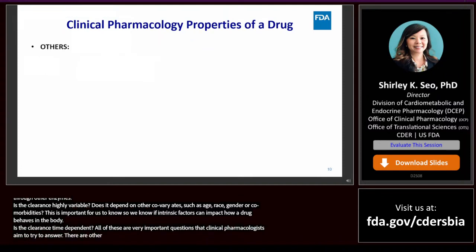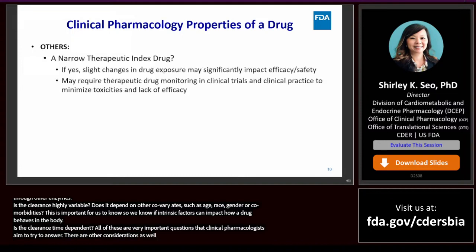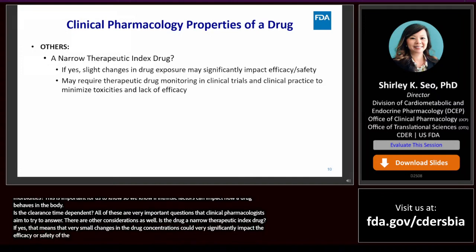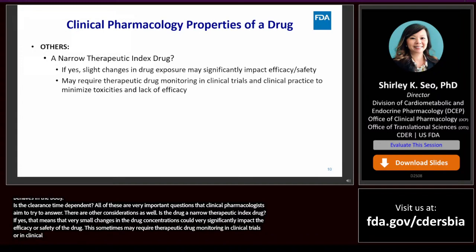There are other considerations as well. Is the drug a narrow therapeutic index drug? If yes, that means that very small changes in the drug concentrations could very significantly impact the efficacy or safety of the drug. This sometimes may require therapeutic drug monitoring in clinical trials or in clinical practice in order to help minimize toxicities or lack of efficacy.